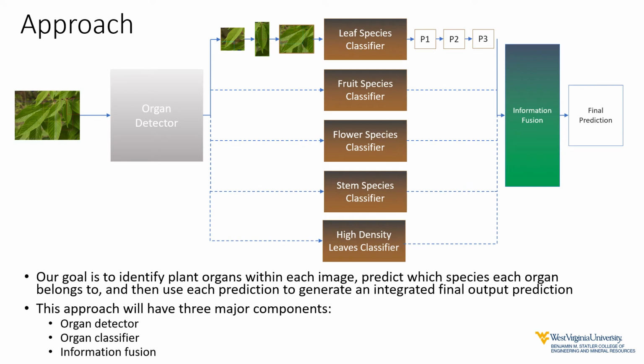First of all, we process an image. It will detect each individual organ from that image, and then process each into the respective species classifier. In this diagram we can see that it detected leaves, and then it processes those with the leaf classifier. Once it's processed, all of the classifiers will have confidence scores generated. We'll fuse those confidence scores with information fusion, and then we will have the final predictions according to a particular threshold.